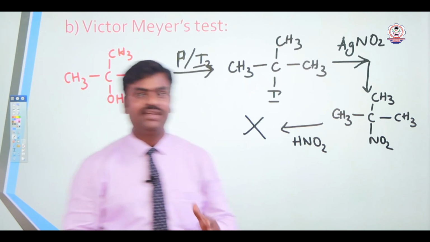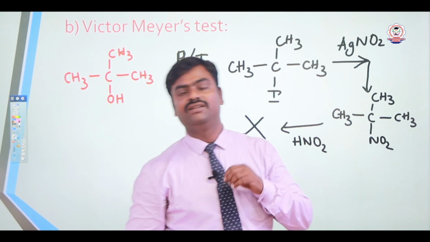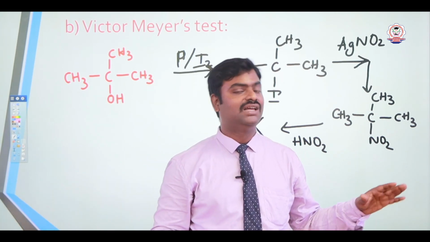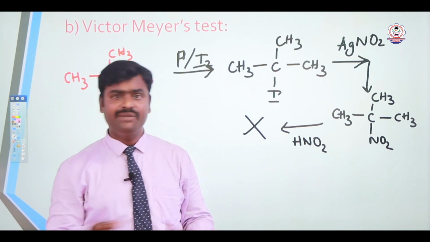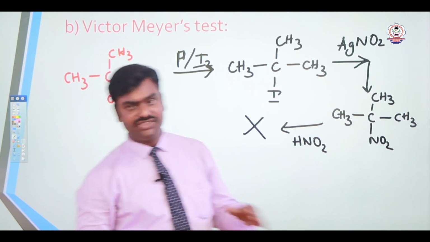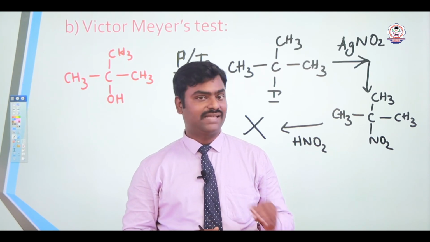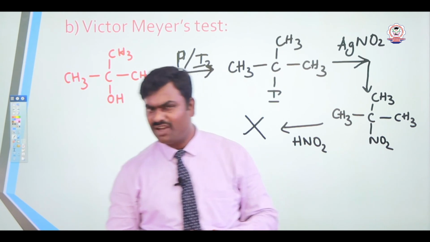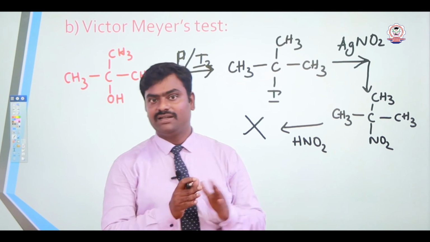Okay, students. So now we have seen two different kinds of differentiating mechanisms. One is using Lucas reagent, another one is using the Victor-Meyer series of tests. So Lucas reagent provides information about tertiary, secondary, primary. In tertiary, the turbidity happens immediately, but in secondary, turbidity happens after 5 minutes. But in primary alcohol, the turbidity happens only when you are heating the reaction.